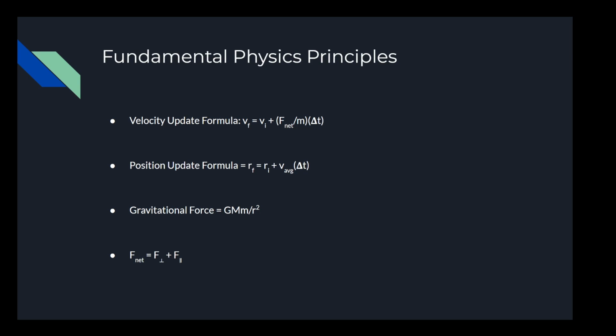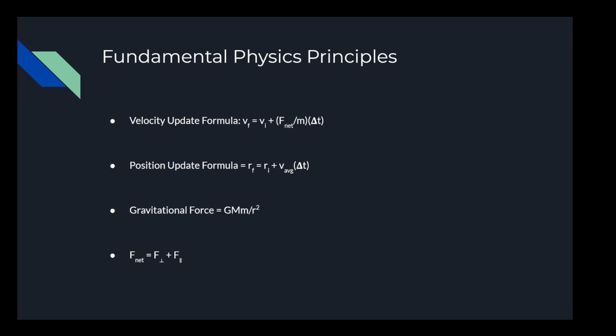Some fundamental physics principles I used were the velocity update formula and the position update formula, which would update, for example, the position of the spaceship or the star in parts 1 and 2. The gravitational force formula, GMm over r squared, is used to simulate forces from, for example, the planet on the moon, the planet on the spaceship, or the black hole on the star in both of our models. And then finally, F net is equal to F perpendicular plus F parallel, and this is mainly to simulate how the forces would change in orbit because there were circular and elliptical orbits.